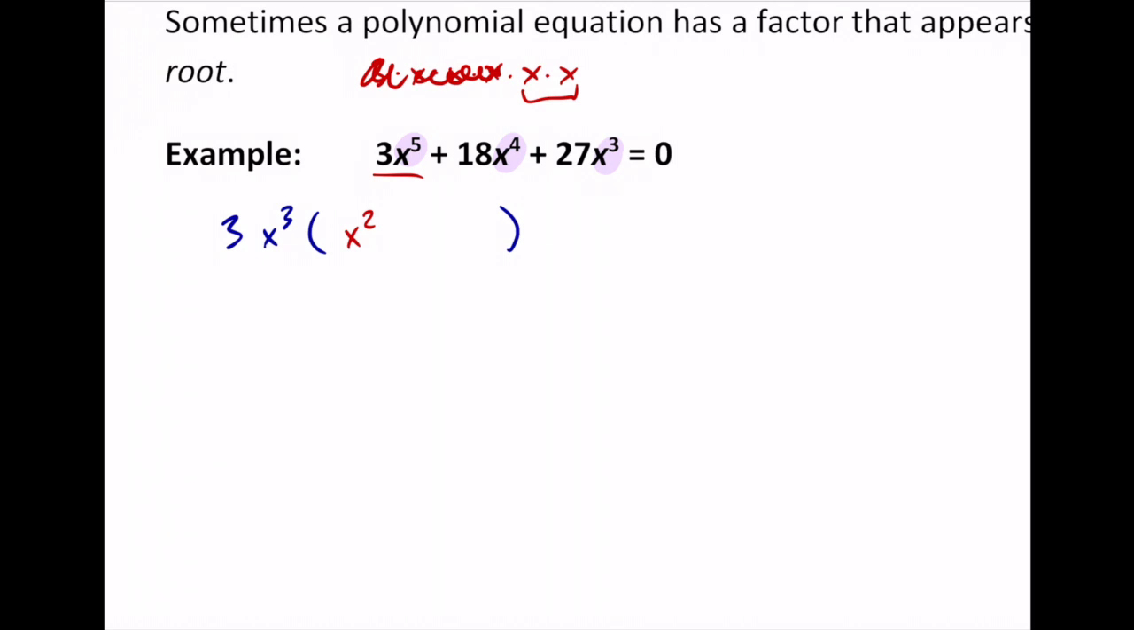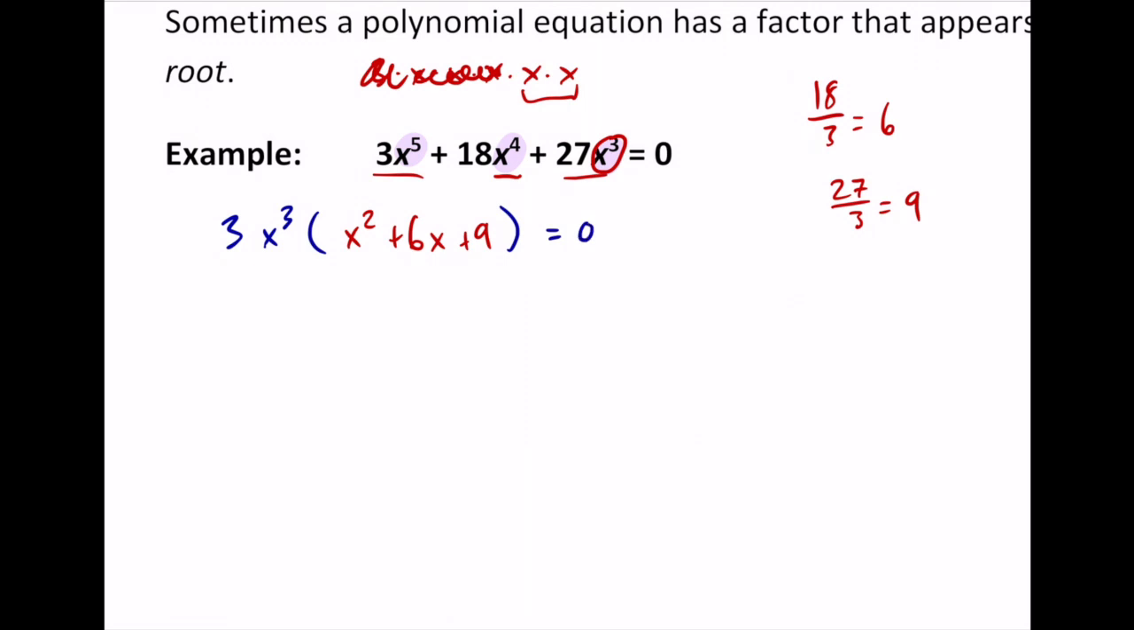Right, 18x to the 4th. We want to take the 18 divided by 3. We're left with 6. So we have a 6, and then we have 4 x's, take away 3, we just have 1 x left over. Lastly, we have 27x to the 3rd, so 27 divided by 3, that gets us 7. Oh, no. That gets us 9. So then we have 9, and we have 3 x's, we take away 3 of them, we have none left over. So this is our answer here.